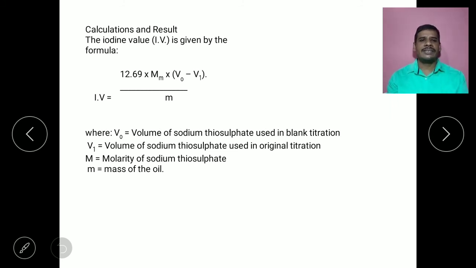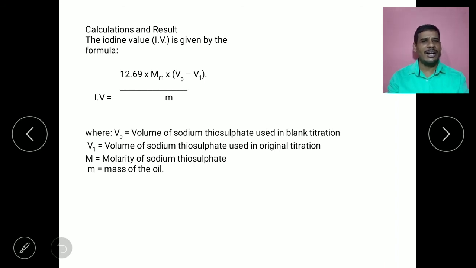In this case, iodine value is equal to 12.69 multiplied by M multiplied by (V0 minus V1) divided by small m. Here V0 is the volume of sodium thiosulfate required for the blank titration, meaning without oil sample. V1 is the volume of sodium thiosulfate required for the back titration, which is also the original titration. M is the molarity of sodium thiosulfate.